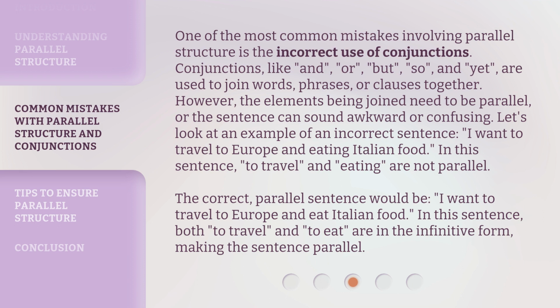Let's look at an example of an incorrect sentence. I want to travel to Europe and eating Italian food. In this sentence, to travel and eating are not parallel. The correct, parallel sentence would be: I want to travel to Europe and eat Italian food. In this sentence, both to travel and to eat are in the infinitive form, making the sentence parallel.